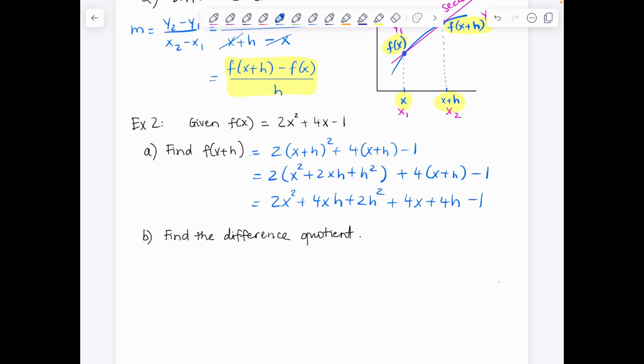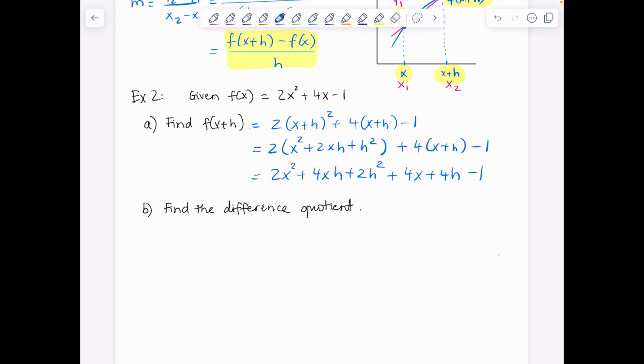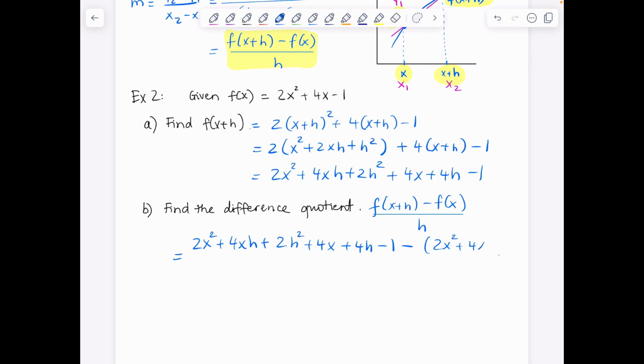Part B, find the difference quotient. So now we are going to apply the formula f of x plus h minus f of x over h. So f of x plus h, that's the whole long expression that we came up with in part A. And then minus f of x is the original function. Let's put that in parentheses because eventually you will need to distribute the negative. Everything is over h.